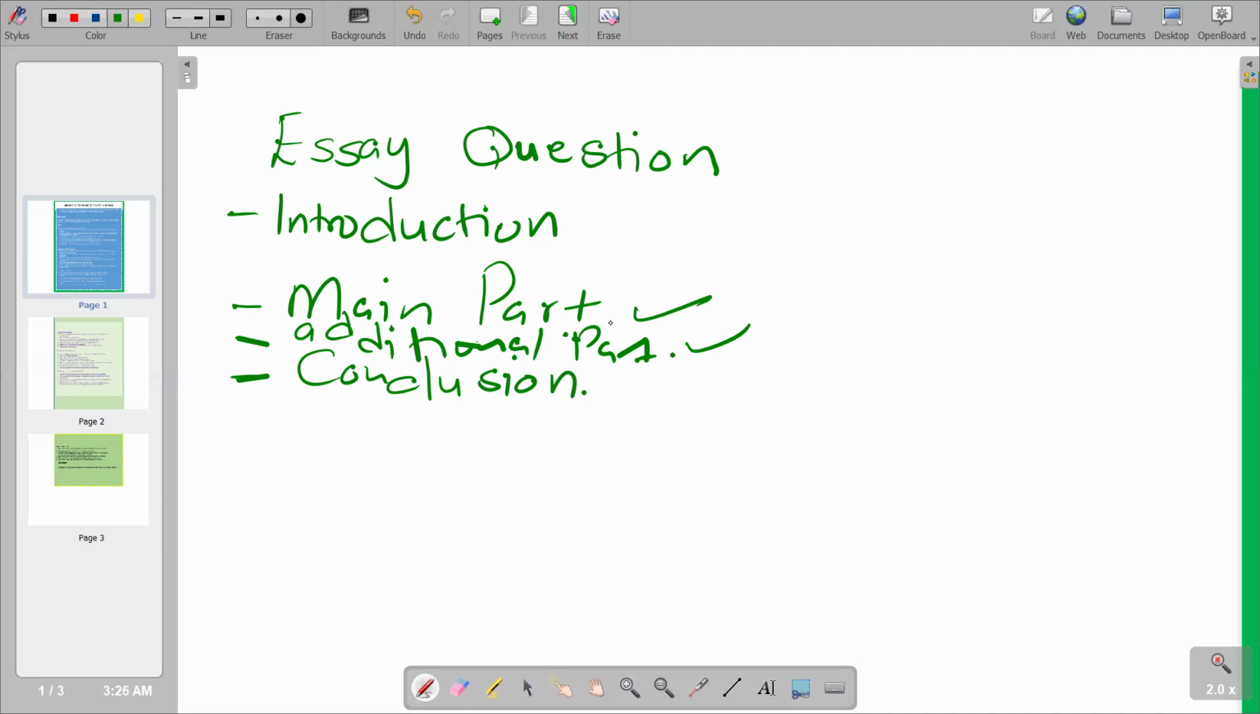Then finally, we move on to the conclusion. In the conclusion, that's where you're going to give a brief summary of what you've discussed in the main body. You are just giving a brief summary. And you should take note that you should not repeat facts that you've mentioned in the main body. Very important. Do not repeat facts that we have already mentioned in the main body.